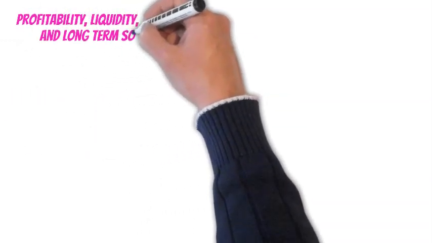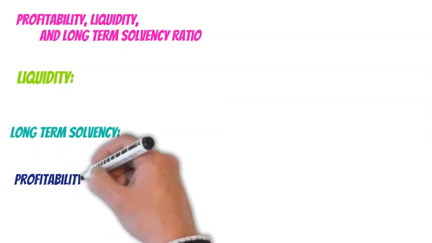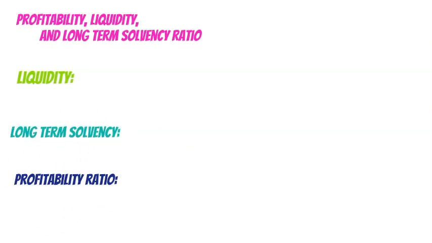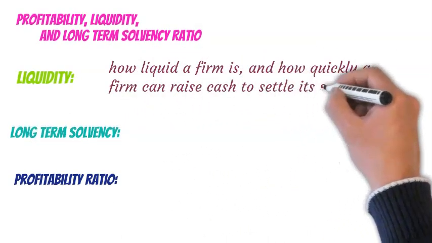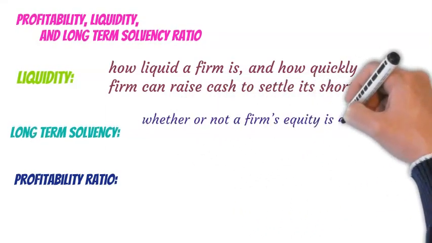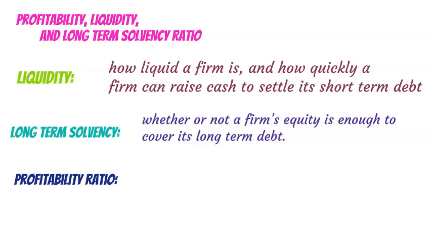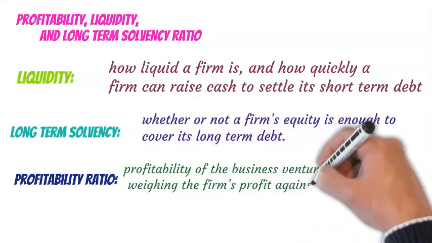Profitability, liquidity, and long-term solvency ratio. The most important ratios in a business plan are liquidity, long-term solvency, and profitability ratio. Liquidity ratio tells the investor how liquid a firm is, and how quickly a firm can raise cash to settle its short-term debt. This is determined by weighing current asset against current liability. Long-term solvency or leverage ratio determines whether or not a firm's equity is enough to cover its long-term debt. Profitability ratio determines the profitability of the business venture by weighing the firm's profit against its revenue.